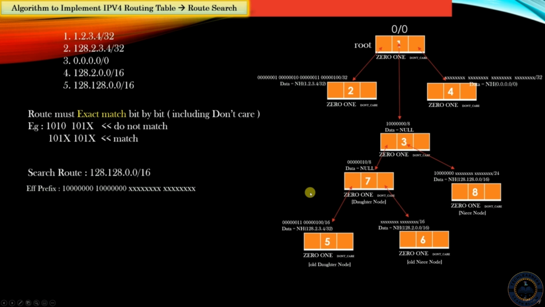Let us execute the route search algorithm for another example. So for example, let us suppose that I want to search this route in this mtrie data structure. So again, convert this route into its effective prefix.